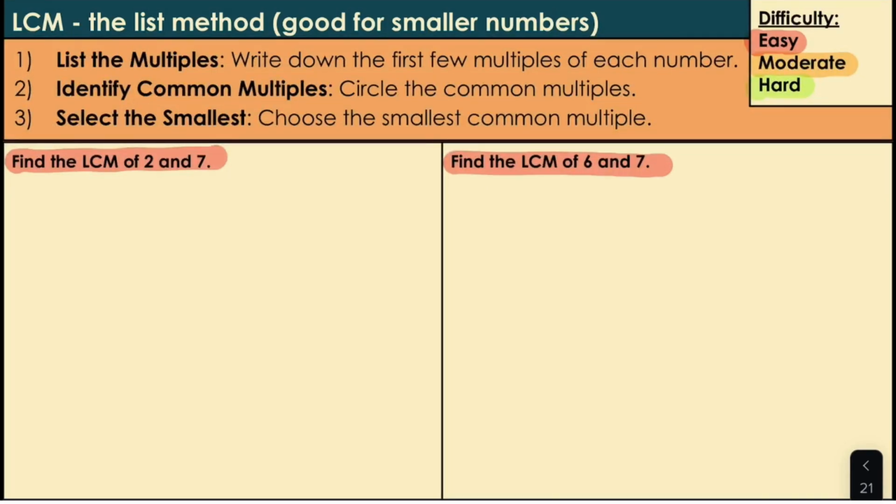This is useful for smaller numbers. We will follow these 3 steps: list the multiples, identify the common multiples, and select the smallest common multiple.